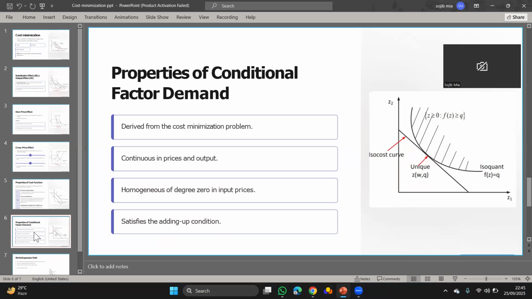And adding up condition. The total cost spent on all inputs must equal the farm's total cost at minimum. This ensures the demands add up consistently to the cost function.